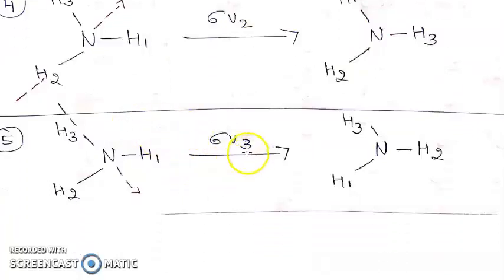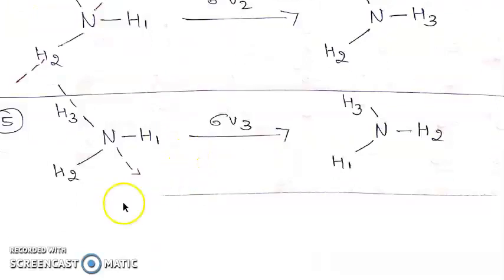The last one is sigma V3. The plane is passing through the third hydrogen atom and the nitrogen atom. It bisects the molecule into two equal halves. The first half is NH1, the second half is NH2. These NH1 and NH2 are mirror images of each other.